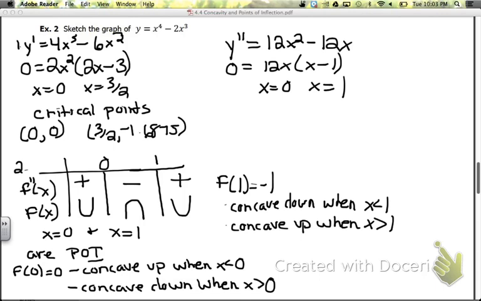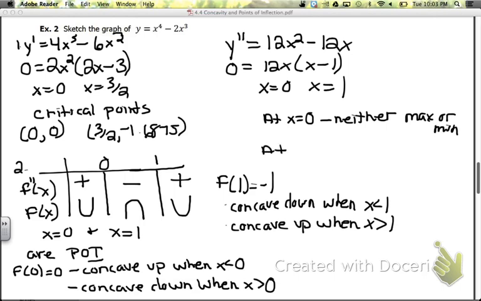So we also want to look at our critical points. At x equals 0, since we know it changes from being concave up to concave down, and this is supposed to be a critical point, we know actually what's happening here is that it's neither a max nor a min.